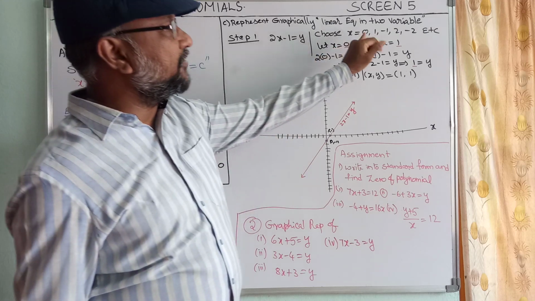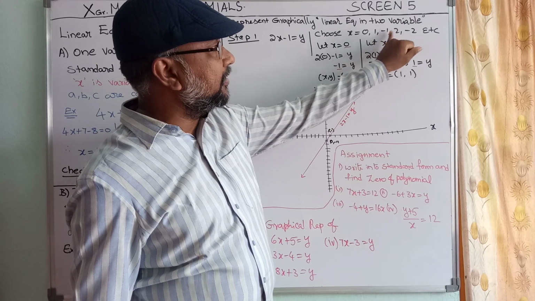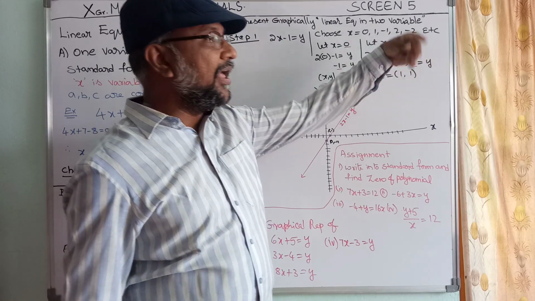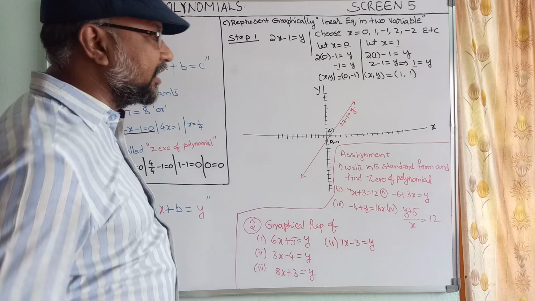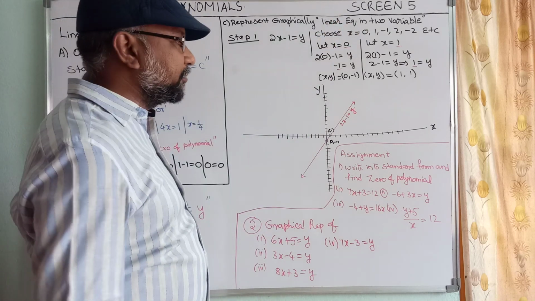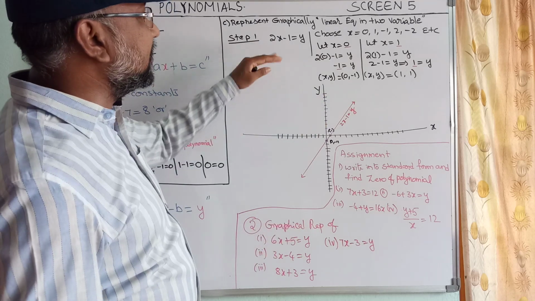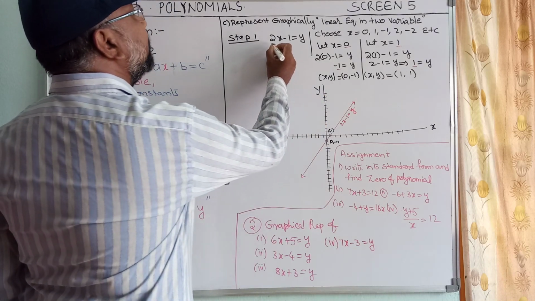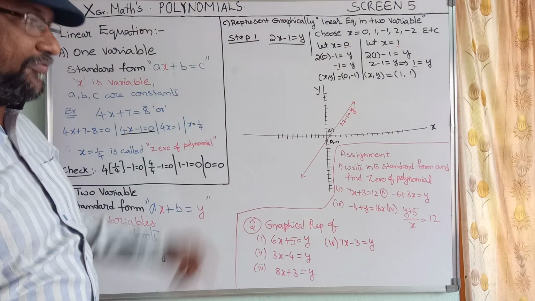You can start from 0, positive 1, negative 1, positive 2, negative 2, like that you can extend, so that you can get the 2 points. So likewise we can represent a linear equation in two variables graphically.